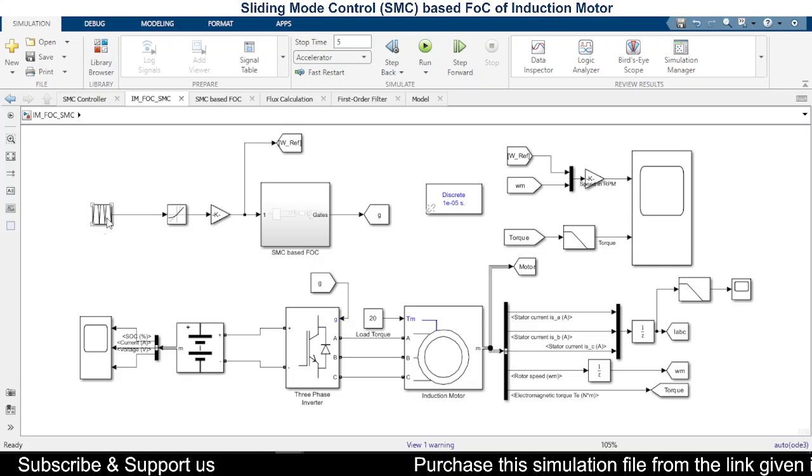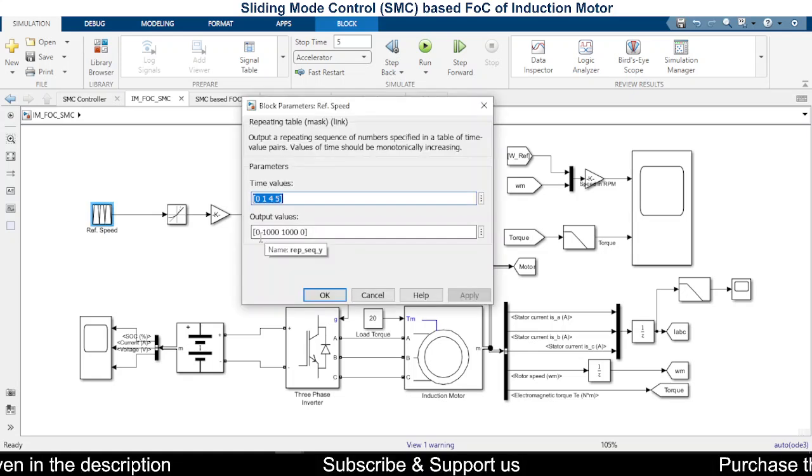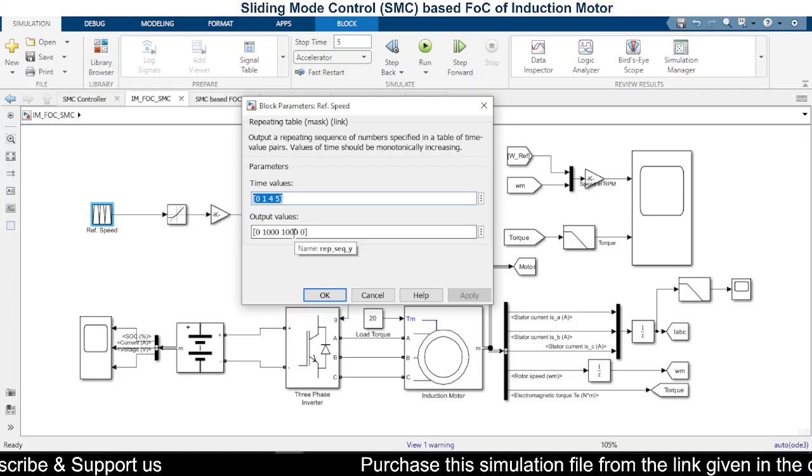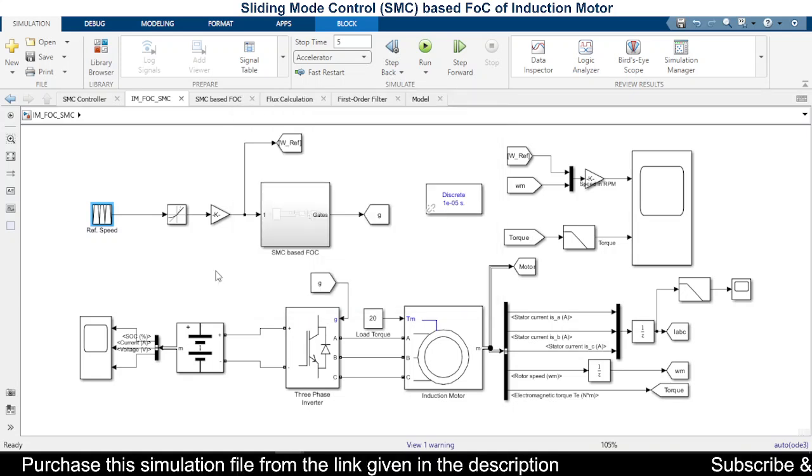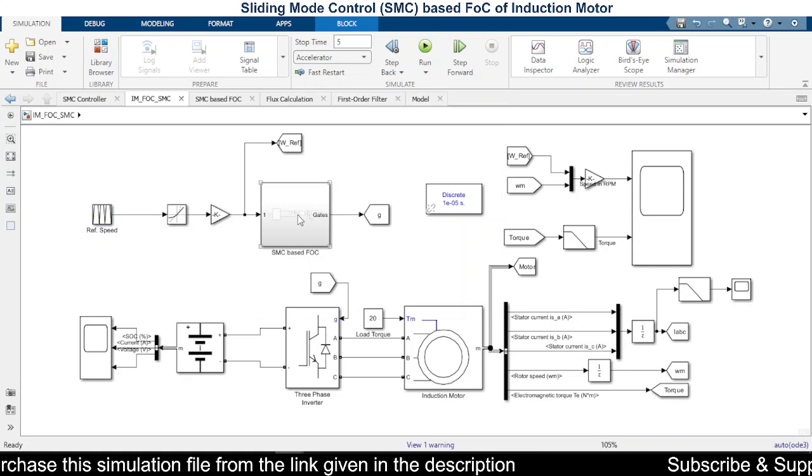This tells us that the initial speed is 0 and it will reach a maximum speed of 1000 when the time is 1, and the 1000 rpm will continue until 4 seconds, and at the 5th second it will come down to 0. So this is the reference speed, and the reference speed is given to the next stage.